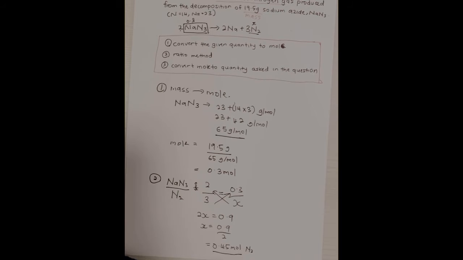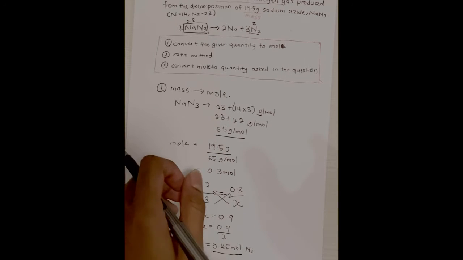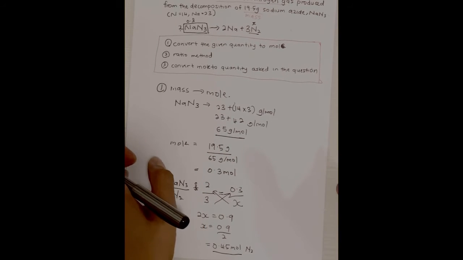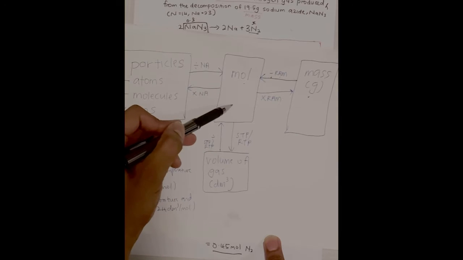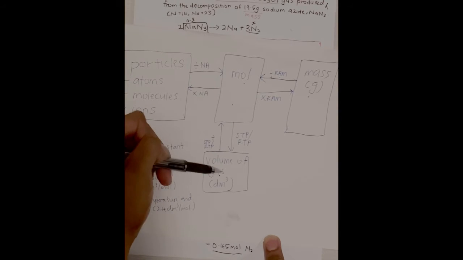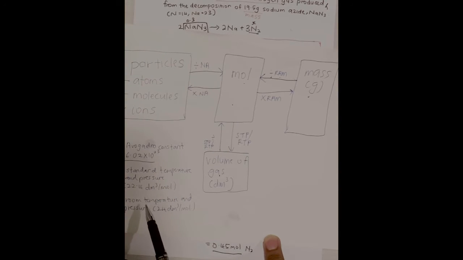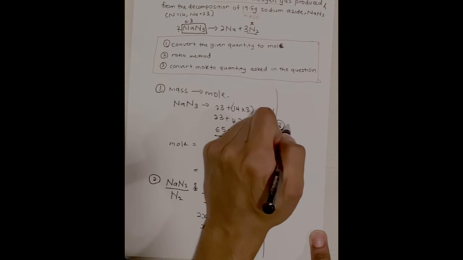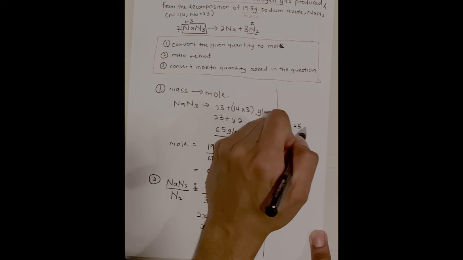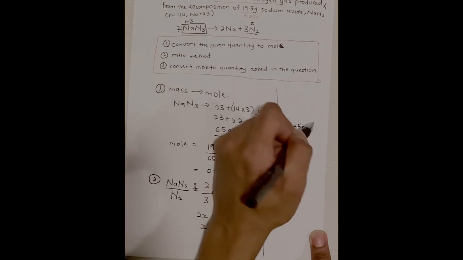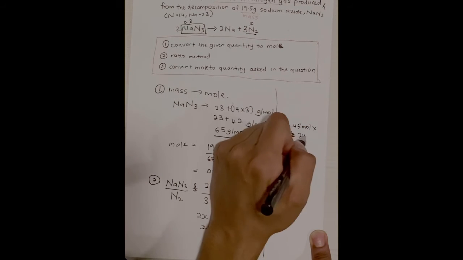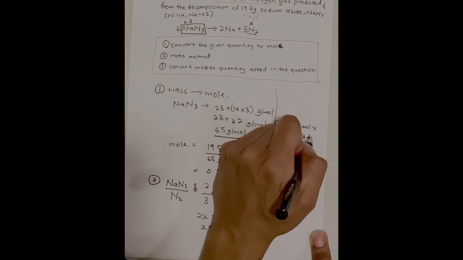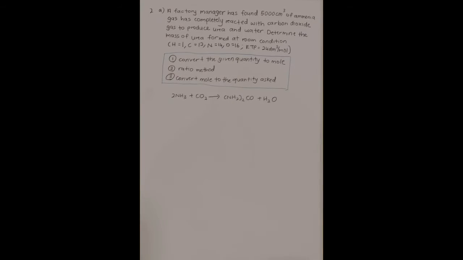The third step is just going to be converting mole into the quantity asked in the question. We know the mole, we are finding for RTP. RTP is 24. So 0.45 mole times 24 dm cube per mole.